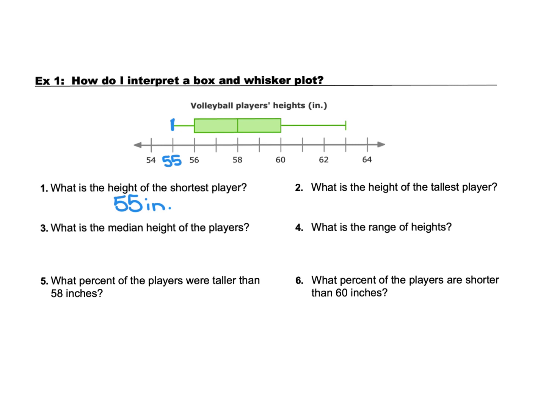And then the height of our tallest player is going to be between 62 and 64, which is 63. So we have 63 inches for our tallest player. Now it's asking us for the median height. Remember, this line right here represents the median. And so the middle number in all of the heights, the median height, is 58 inches.